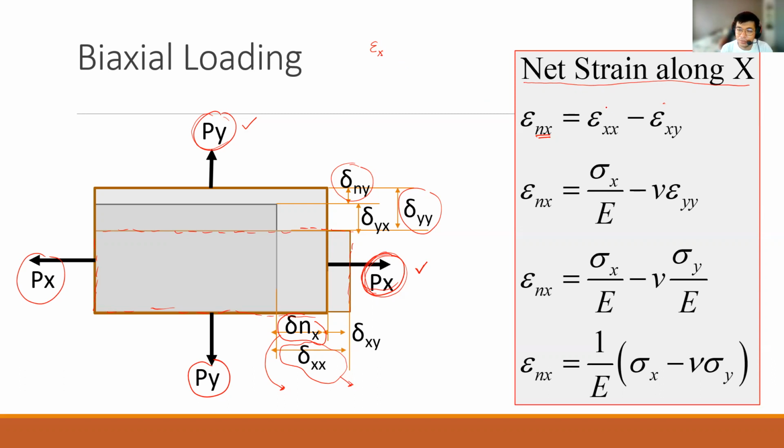will be the total strain experienced by the x-axis minus the strain in the x and y axis. So again, this strain is caused by the axial load by the y-axis. So that's why it's negative, di ba? Because it's contraction. Okay. So of course, this one is elongation.